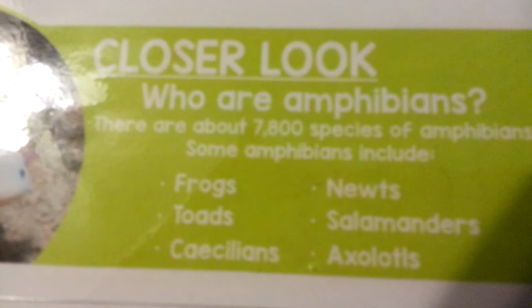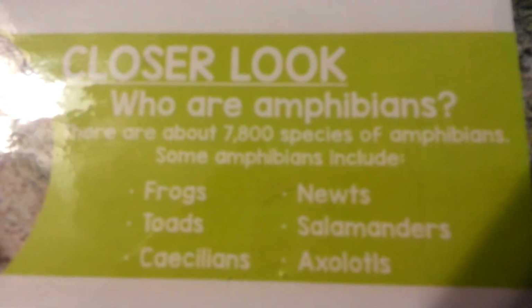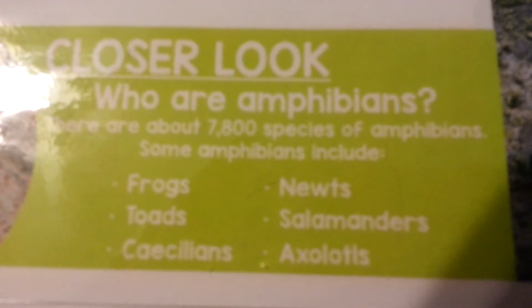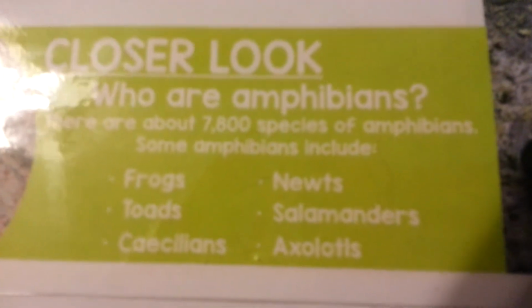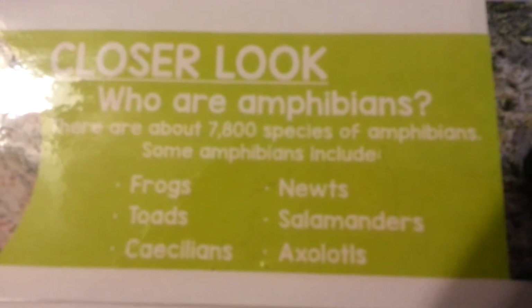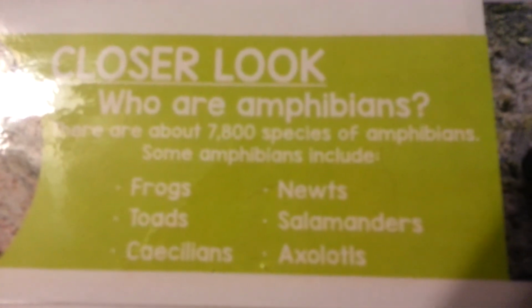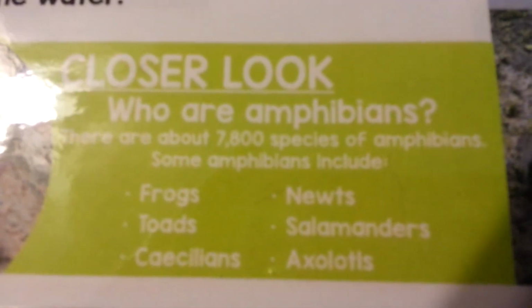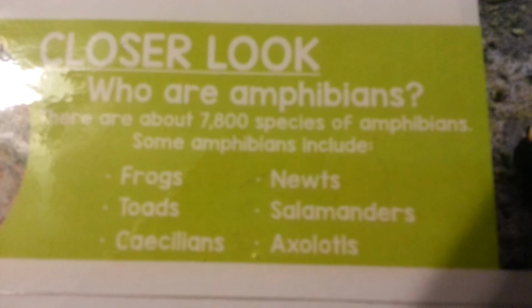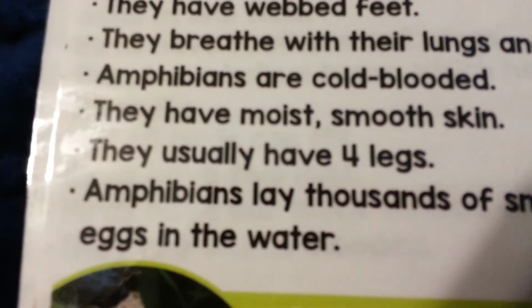So here's a list of amphibians. And notice it says 7,800 species of amphibians. But you didn't even think about that. But there you have it. Frogs, toads, newts, salamanders, axolotls, and caecilians. But they're kind of similar to salamanders. All right, let's go back up here.